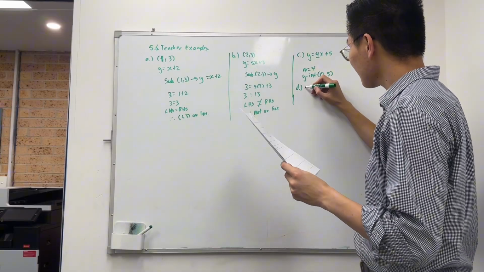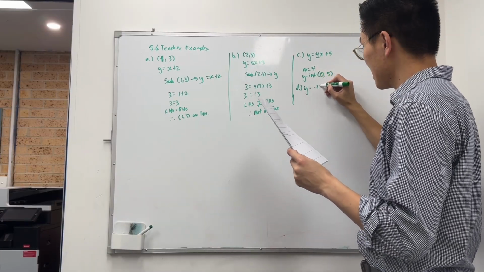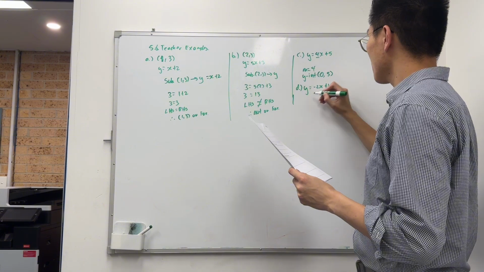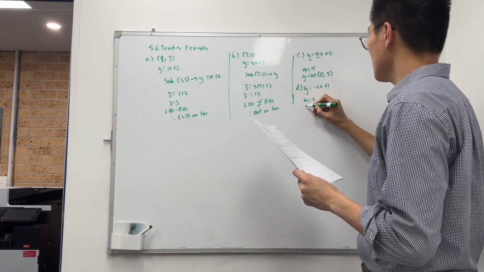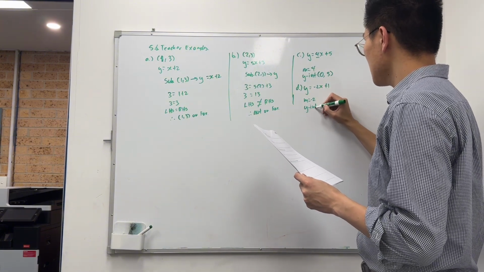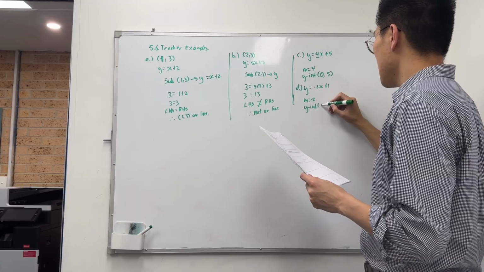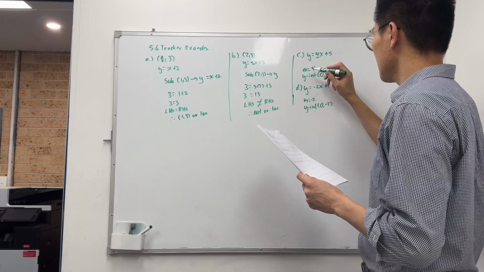Sure. Next one. y equals negative 2x plus 1. So it's easy. The gradient is minus 2. And the y-int is 0, negative 2. Negative 2.